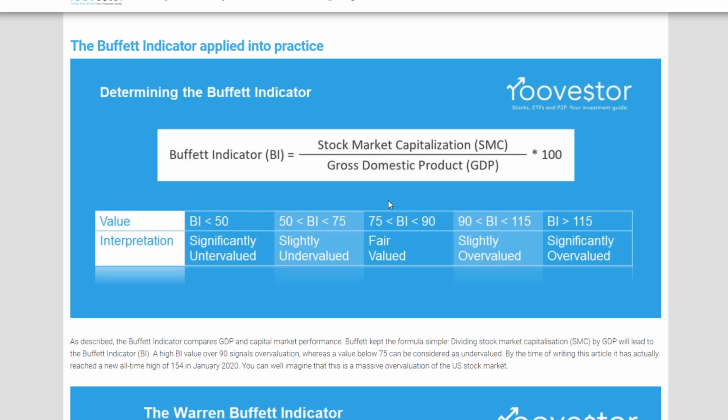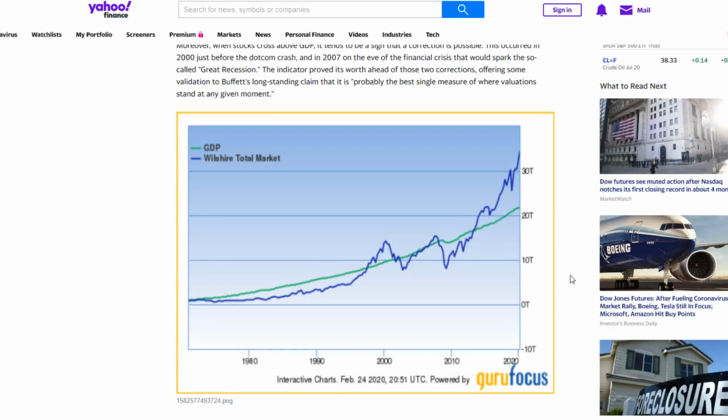So let's take a look at how Warren Buffett used this in the past to make his great fortune, and also whether it's still going to work today. So I think we'll start with this chart. This chart is the GDP of America over what's called the Wilshire total market. We'll talk about what the Wilshire is in a minute, just so everybody knows.